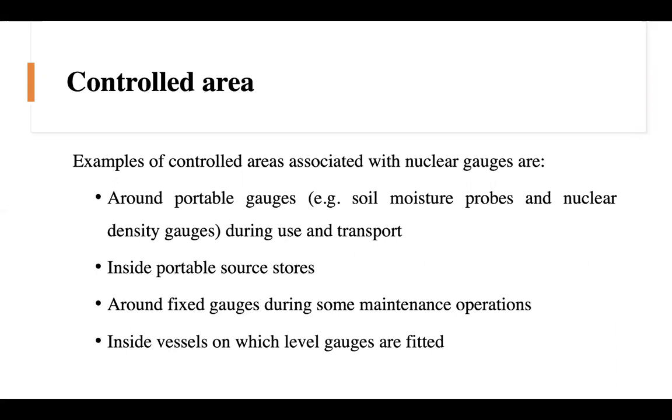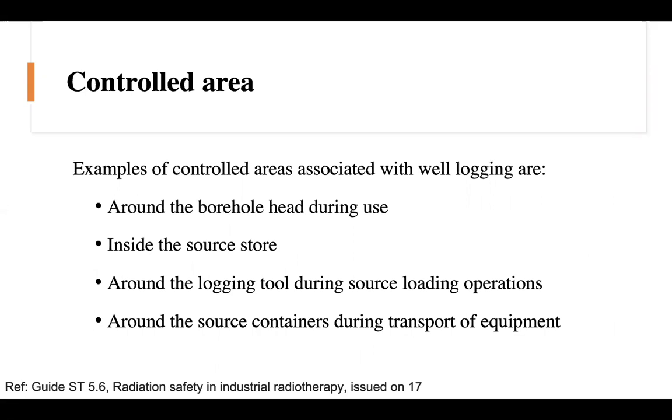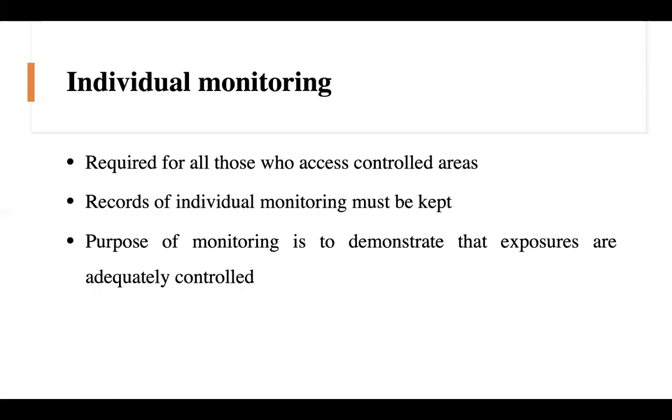And we have an image to explain the controlled area. This is an example of controlled areas associated with well logging: around the borehole head during use, inside the source store, around the logging tool during source loading operation, and around the source container during transport of equipment. These can be classified as controlled areas. From the definition, you can define the controlled area, and as RSO, you can help to identify it.